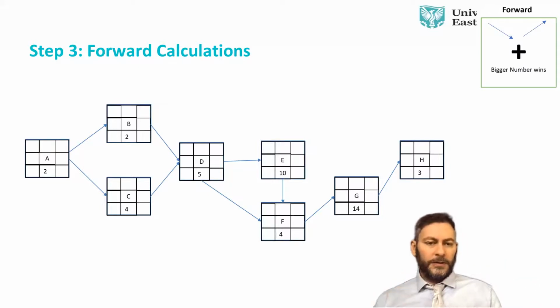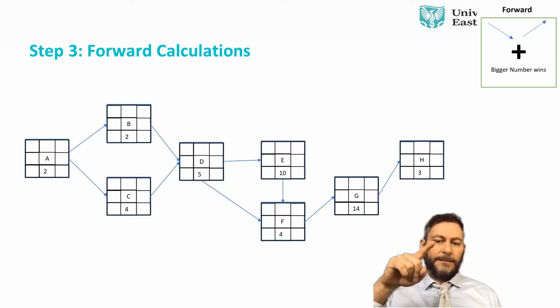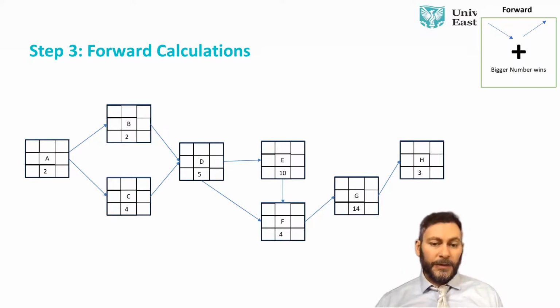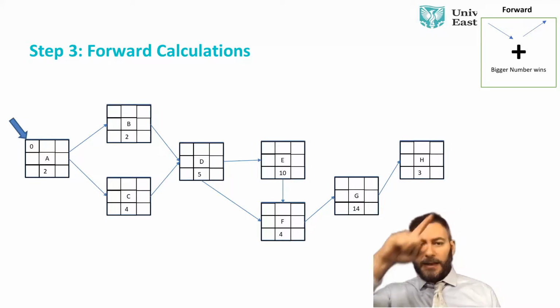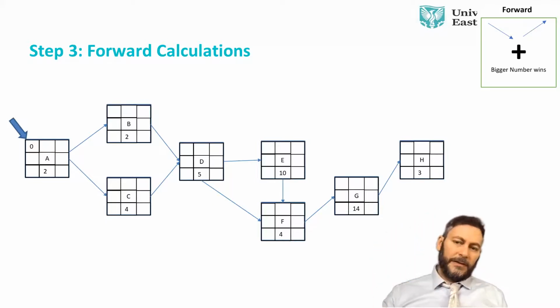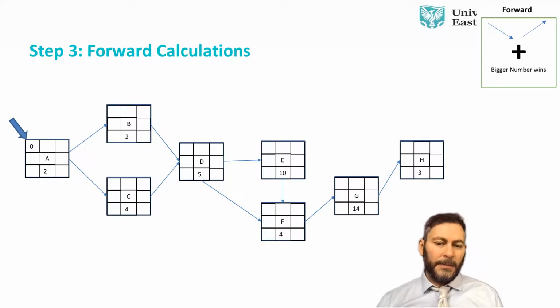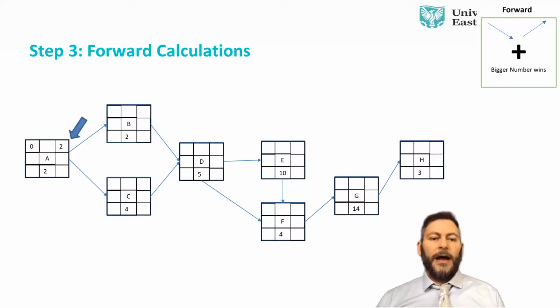We're going forward, so that's from the left to the right. We go in V shapes, and we add the number and we go for the biggest number. So let's see how that works. So we start with this one. Of course, the earliest possible time for this activity is 0. This is the first activity. We add 0 plus 2 in a V shape like this. We do the V shape as shown in the diagram above, and we have the total is 2 days.